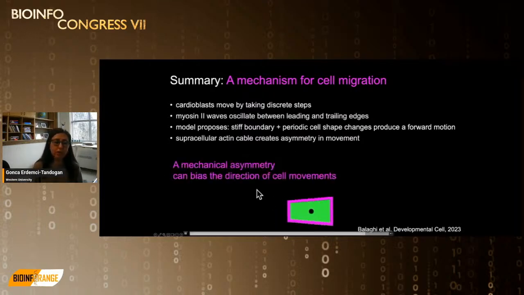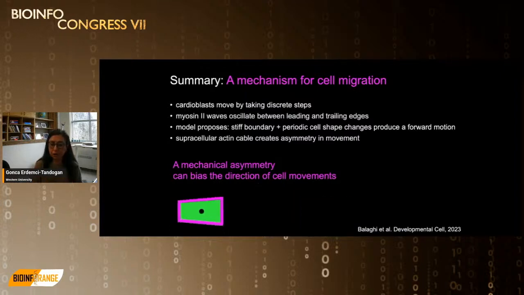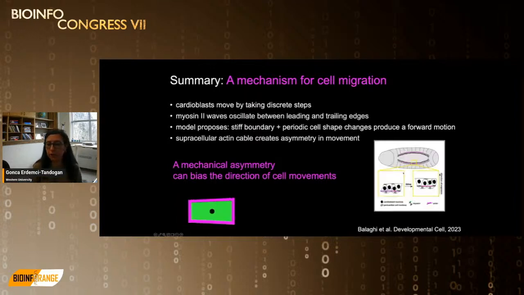And overall, the conclusion is that a mechanical asymmetry can bias the direction of cell movements. In this case, it is very important for the proper formation of the heart tube of the fruit fly, which is a crucial part of the proper embryonic development.